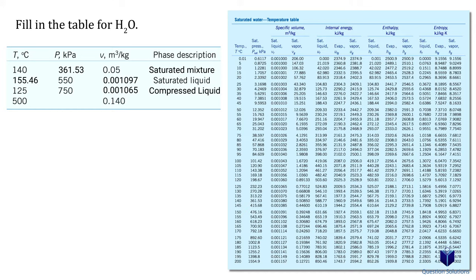Now that we have the quality, we can use this equation to figure out the enthalpy. Using the property table, we can fill in what we know. So first, we have the saturated liquid enthalpy, and then we have the quality x we found in the previous step, and lastly, we have the evaporation enthalpy. Let's solve, and that's our answer.